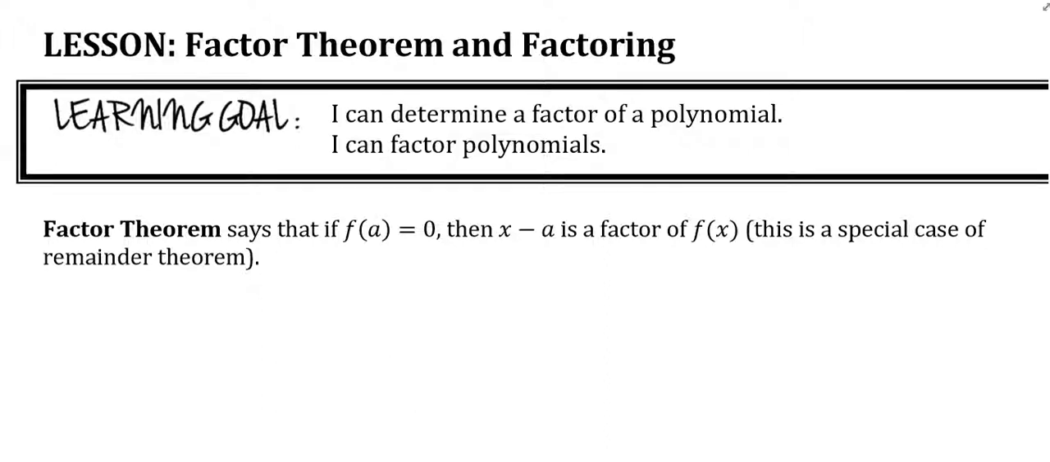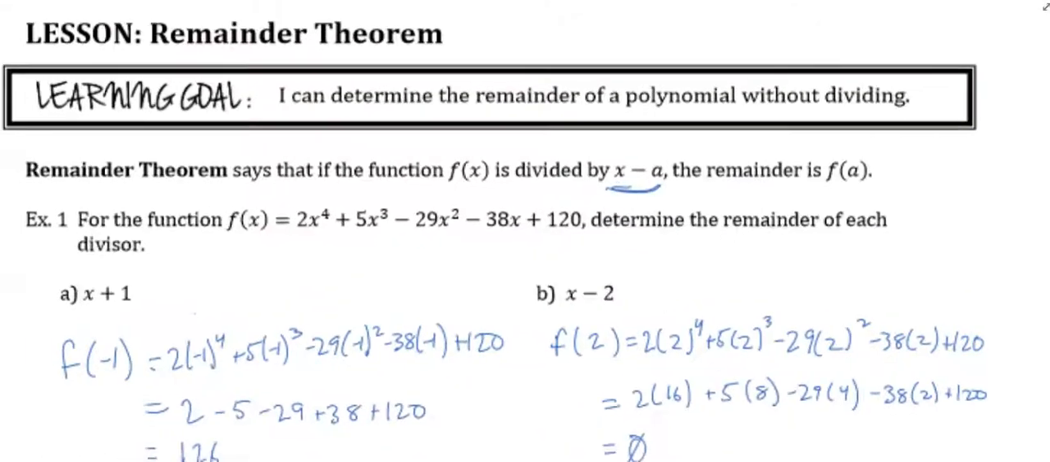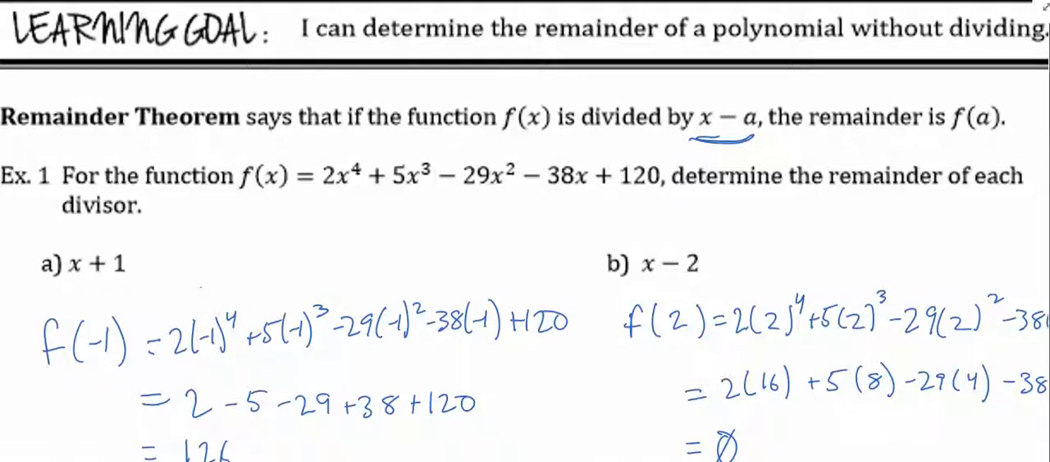Not yesterday, but Thursday, we did remainder theorem. I'm just going to remind you what it is. So this was our remainder theorem lesson. Remainder theorem says that if you take a function like f at x, so our first example was that one right there, and divide it by x minus a, then the remainder is f at a, right? And that's what we learned on Thursday. That's very important for what we're doing today.